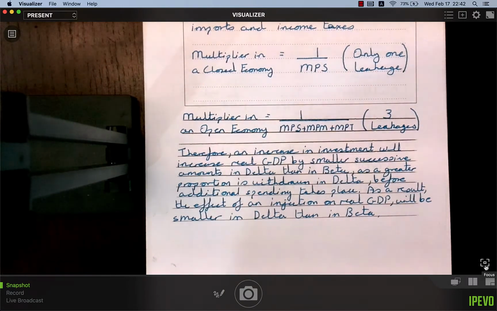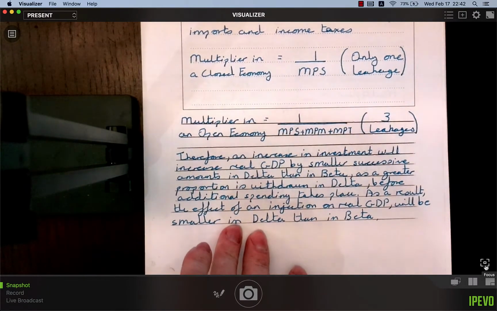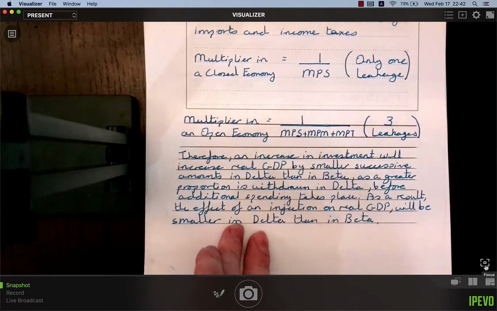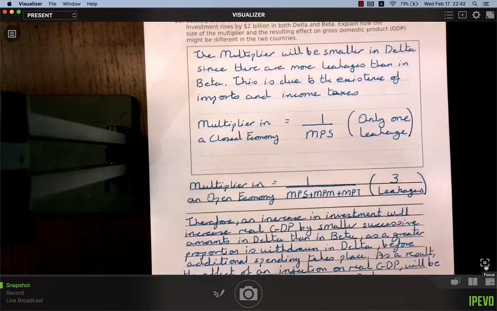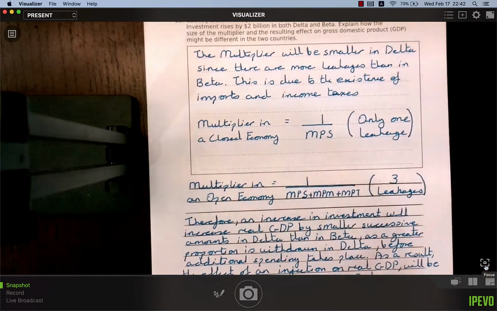So what I really want you guys to see here is that the more leakages there are, the smaller the multiplier is. And I think that's a perfect answer to give. So I really would try to commit something like that to memory. Okay, well done, guys. Now, just moving on.